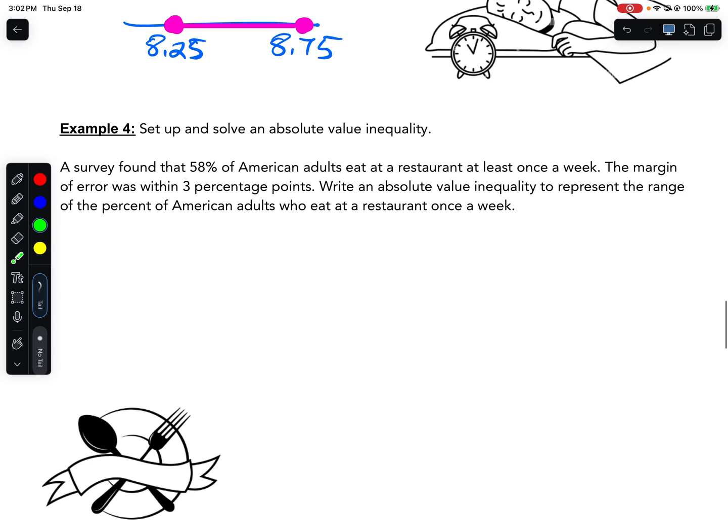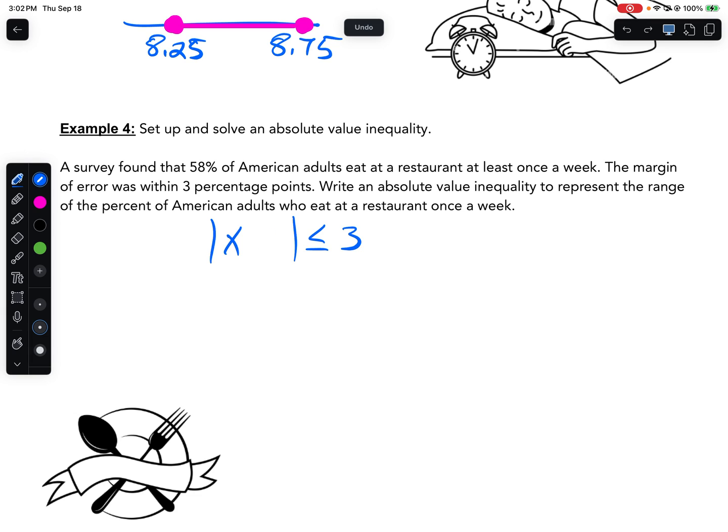This next one, all we have to do is write the equation and solve it. It actually just says write an absolute value inequality. It doesn't even say solve it, does it? Okay, so we go absolute value x. It's going to be less than or equal to 3.